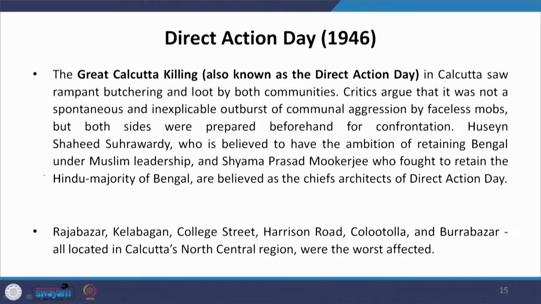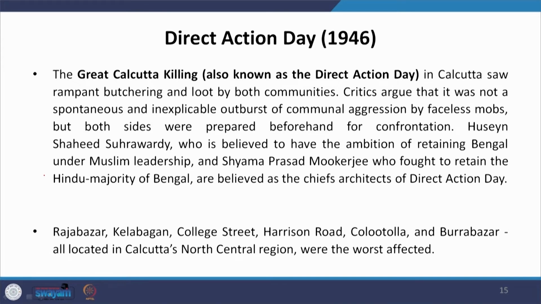So, on the one hand, Hussain Shahid Sohrawardi wanted to retain the entire Bengal, the undivided Bengal under Muslim leadership, and on the other hand, S.P. Mukherjee, spearheading the Hindu Mahasabha, actually fought to retain the Hindu majority of Bengal within India. So, these two leaders are believed to be the chief architects of the Direct Action Day.